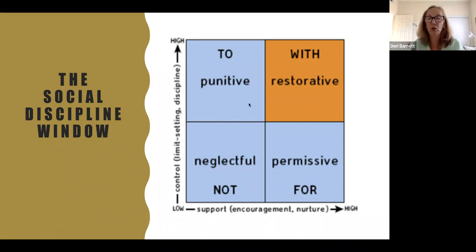When you combine these two axes, support and control, you get four quadrants, and I'm going to briefly describe each of them. At the bottom right, an educator who is very high on support but low on control is what we call a permissive educator. They do things for students. They're supportive and nurturing and caring, which is great, but they lack the limits, the boundaries, the control, the expectation setting.